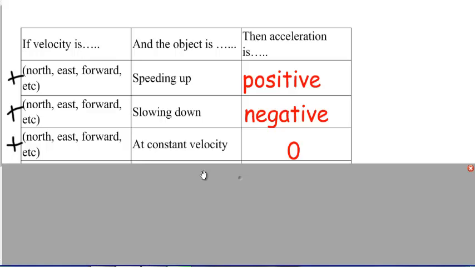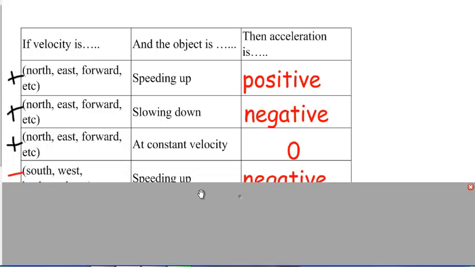Now let's look at if we started in a negative direction. This is the one that might be a little counterintuitive. So if we're starting in a negative direction, south, west, or backward, and speeding up, what do you think acceleration would be? Well, if you're speeding up in the negative, your acceleration will be negative.